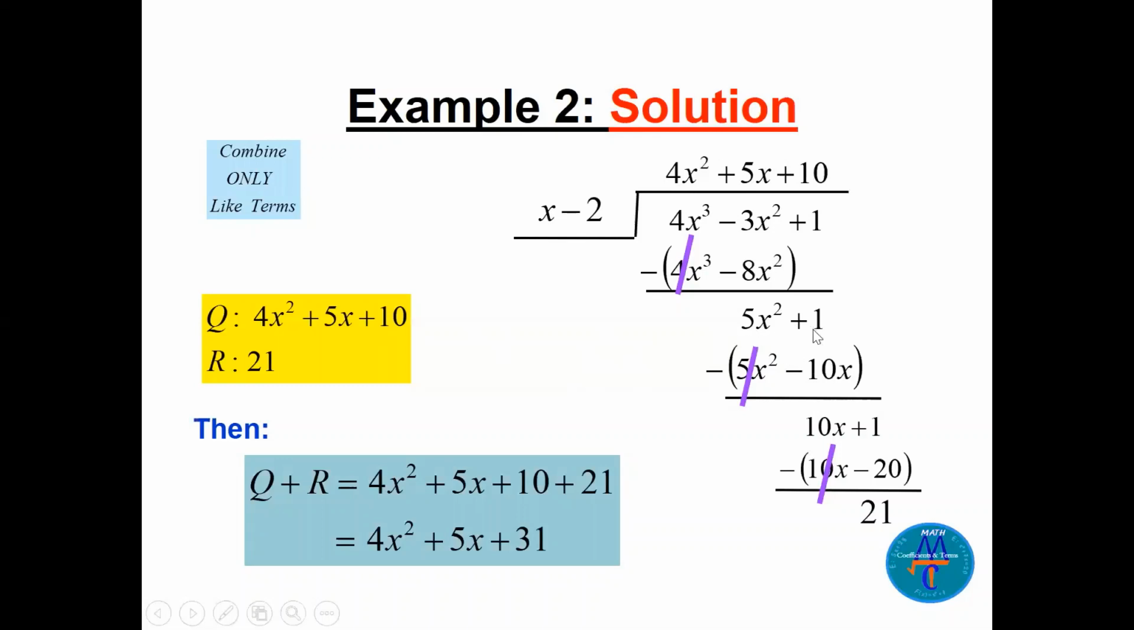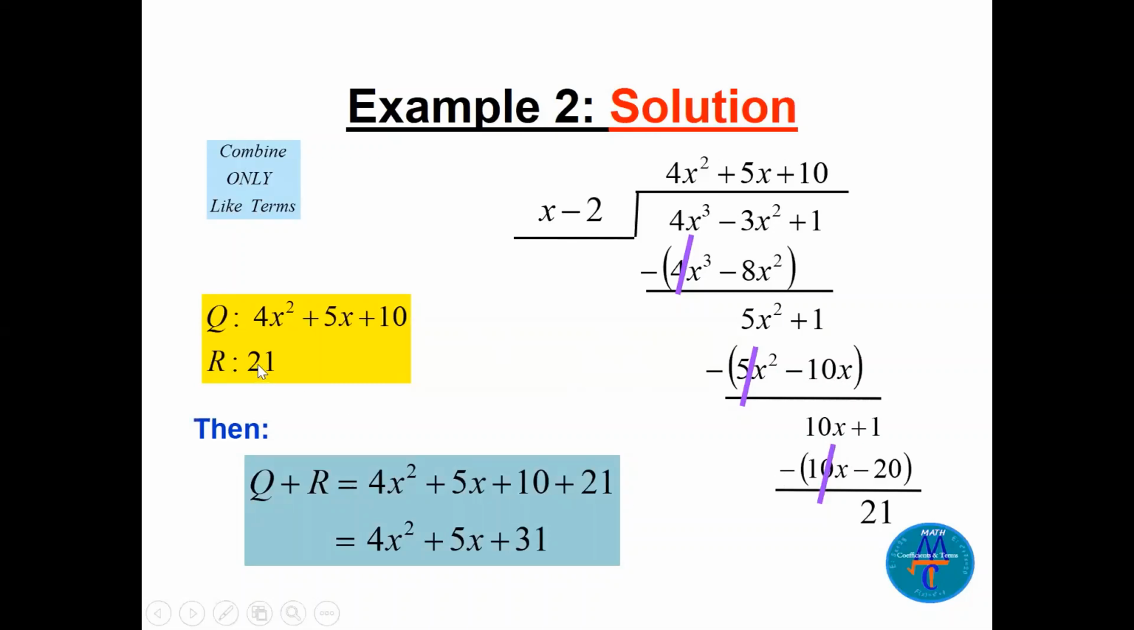See here, we cannot add the 1 and the minus 10x, because we said here, combine only like terms. Remember that. So we have minus 10x, and there is a plus 1. I cannot say 11, remember. So 10x plus 1, divide. 10x divided by x will be plus 10. So when you subtract here, you get 21 is the remainder.